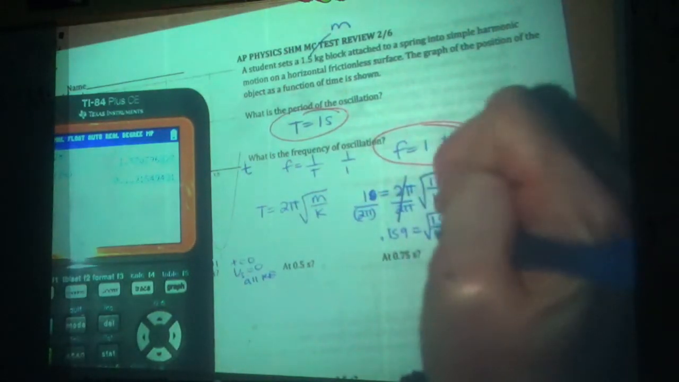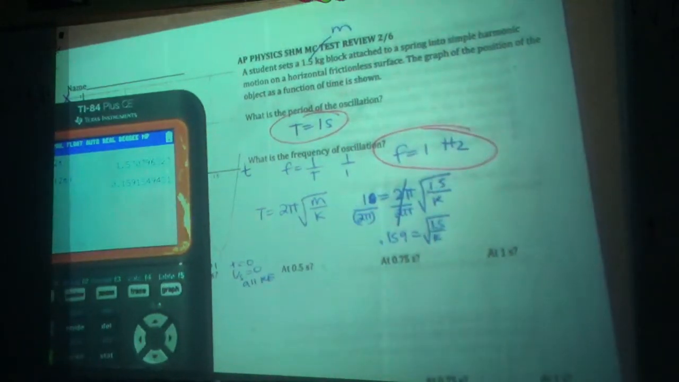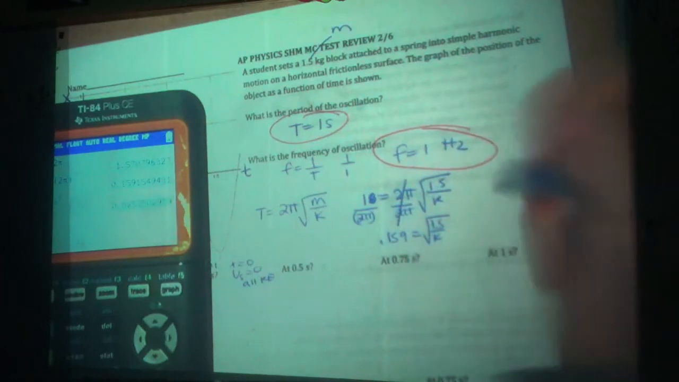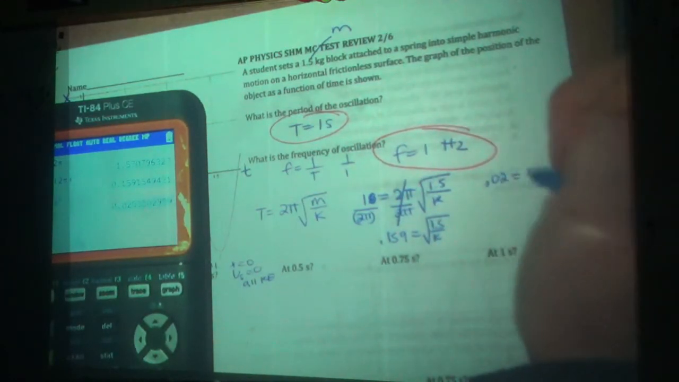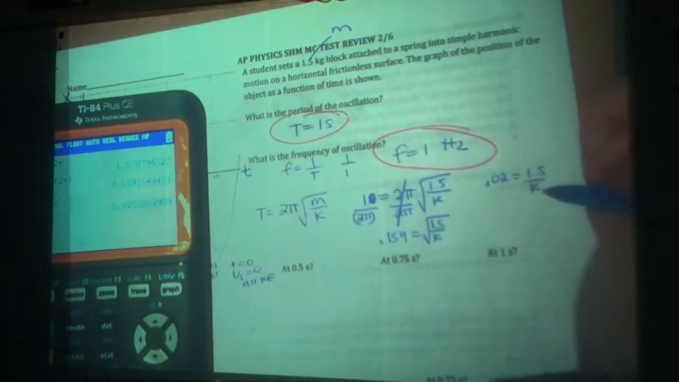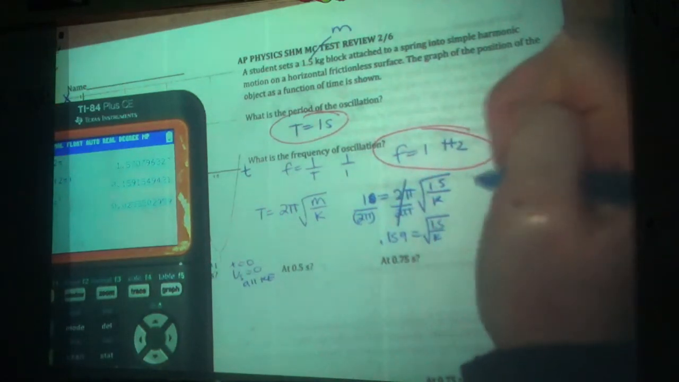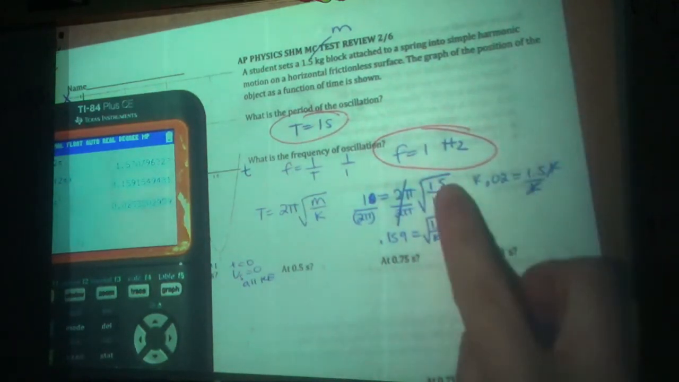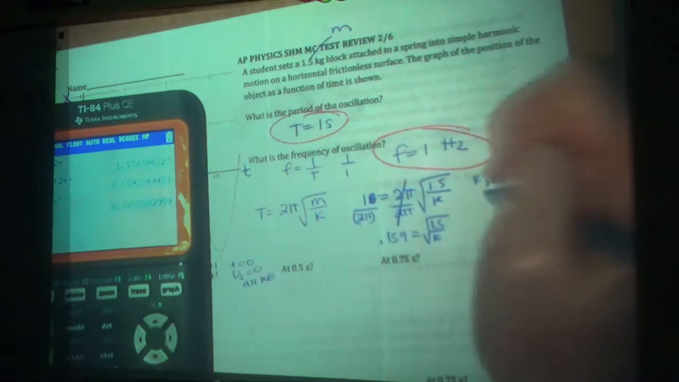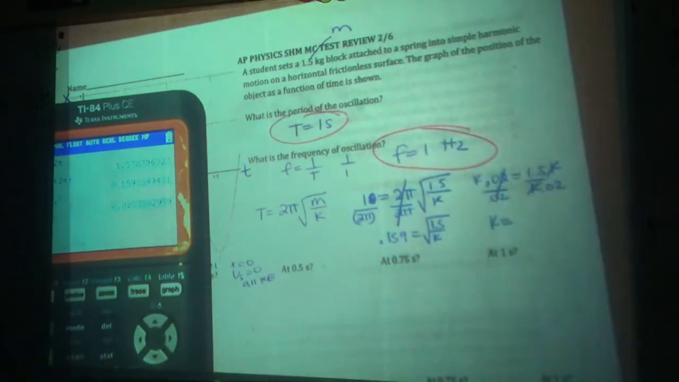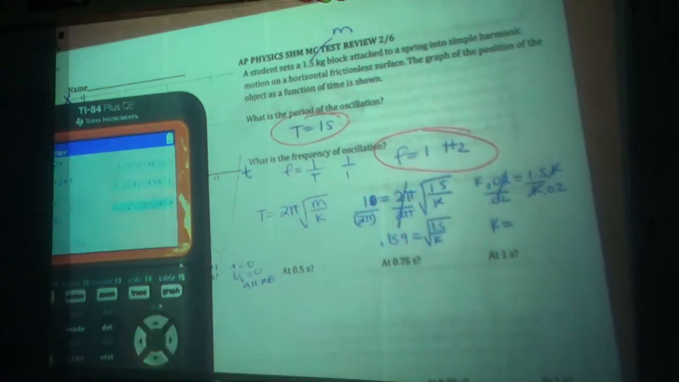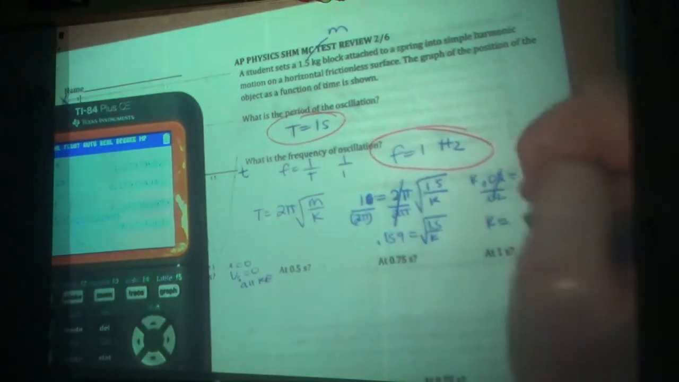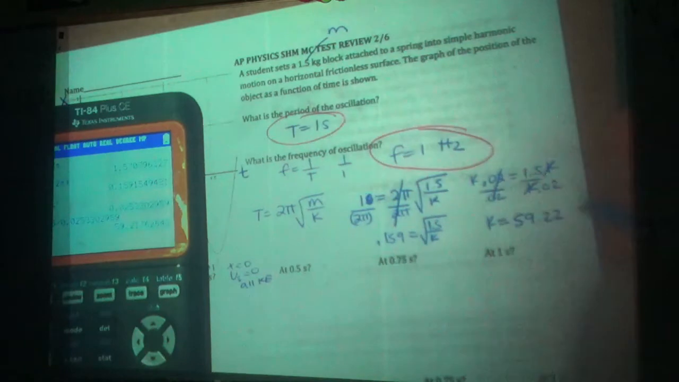So then you get this equals square root of 1.5 over k, and we want to square everything, so we'll get rid of the square root. By squaring equals 1.5 over k. Your unknowns on the bottom, you have to multiply this up. So then you have k, 0.02 equals this, and you divide the 0.02 over. Well, hopefully this is totally not needed, but just in case. And then that gives me my k is 59.22.